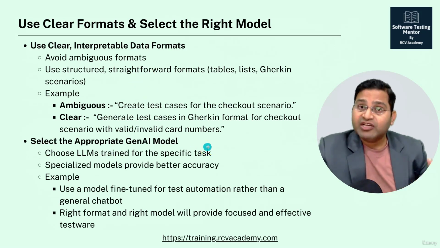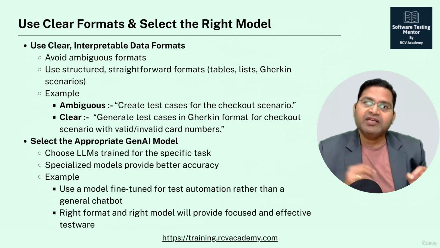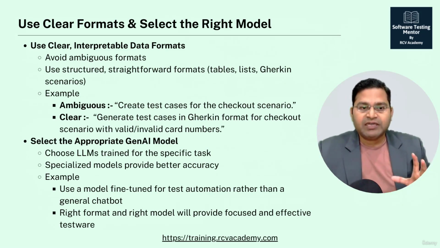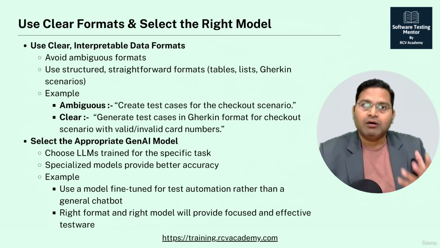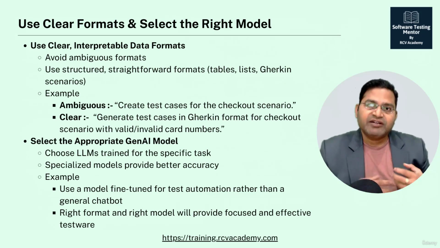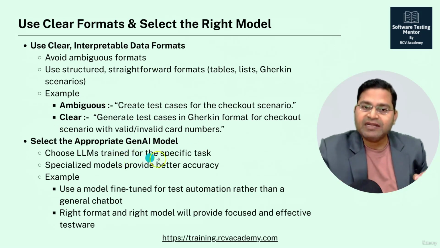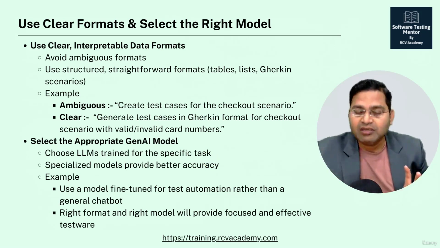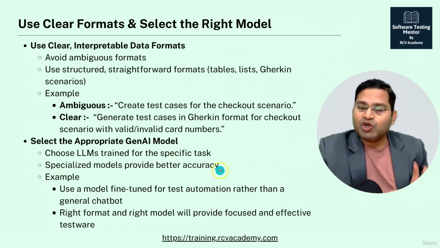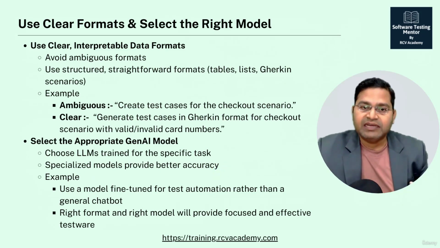Selecting the appropriate generative AI model. Not all LLM models are trained to do specific tasks. So, for example, if you are looking for code suggestions, then there are models trained specifically on coding or generating code snippets and coding details for you. Choosing LLMs trained for that specific task will provide you better results than the generalized model. Specialized models provide better accuracy because they are specially trained for that task and that criteria.